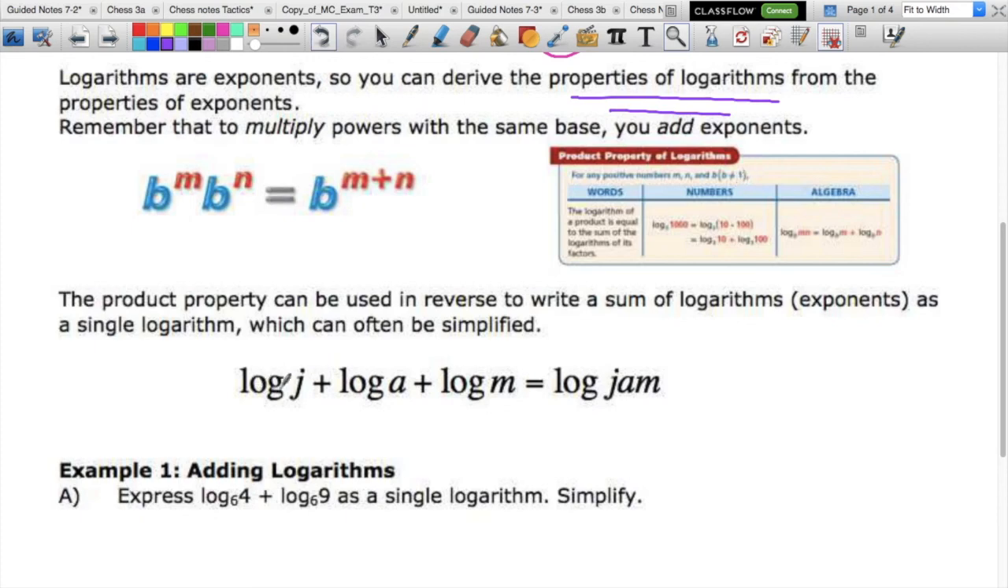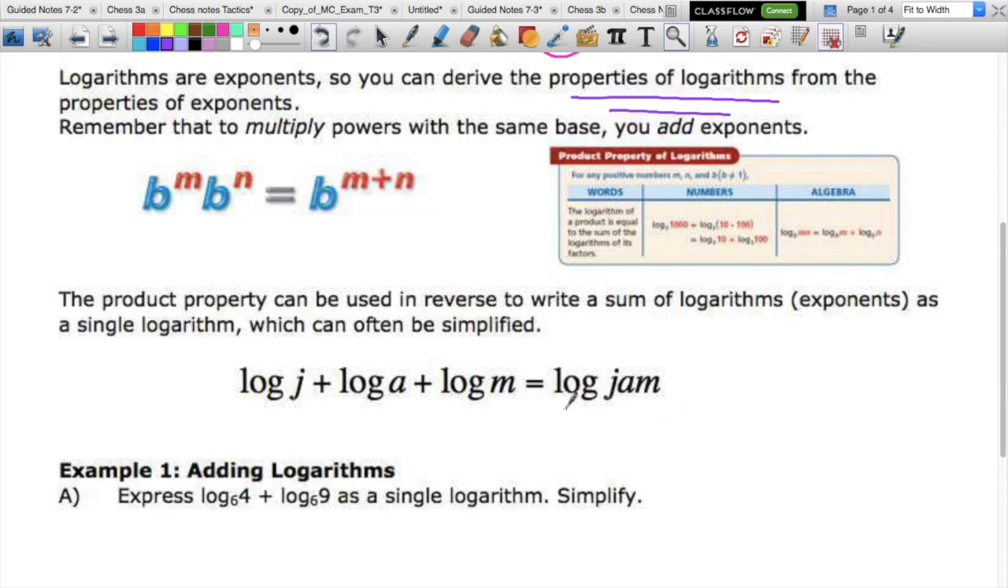But this is a log. What's the base of this log? Log base what? 10. Why? How do you know? Because there's not a number written, so it's log base 10. Okay, we learned that yesterday. So this is log base 10 of j, this is log base 10 of a, this is log base 10 of m, and this equals log m.